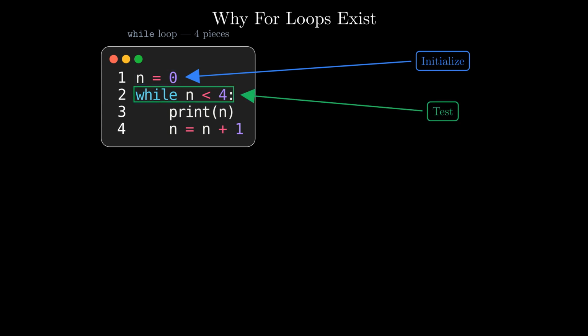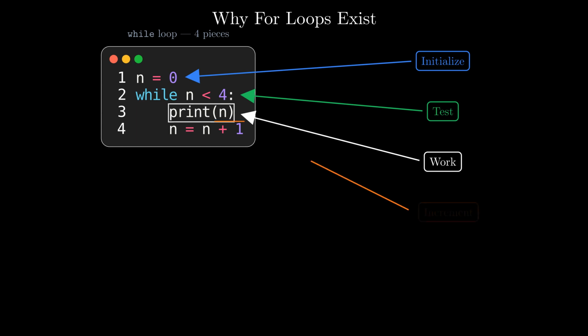First, let's see why for loops exist. Here's the standard while loop pattern for repeating code a fixed number of times. You initialize a counter, say n equals 0. You test a condition, n less than 4. Inside the loop, you do your work. Then you increment n by 1. 4 separate pieces spread across 4 lines.